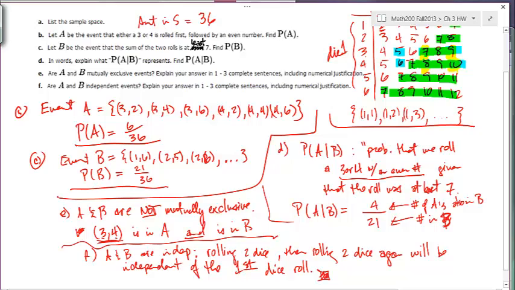Alright, so that is question number 4 in chapter 3.